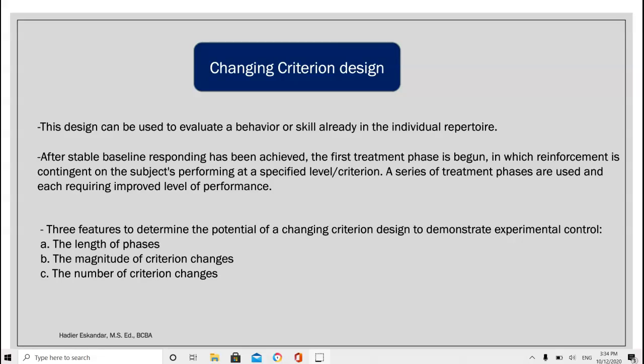Also, the magnitude of criterion changes. Varying the size of the criterion changes enables a more convincing demonstration of experimental control. Then finally, the number of criterion changes. So in general, the more times the target behavior changes to meet new criteria, the more convincing the demonstration of experimental control is. Okay, so this is the changing criterion design.